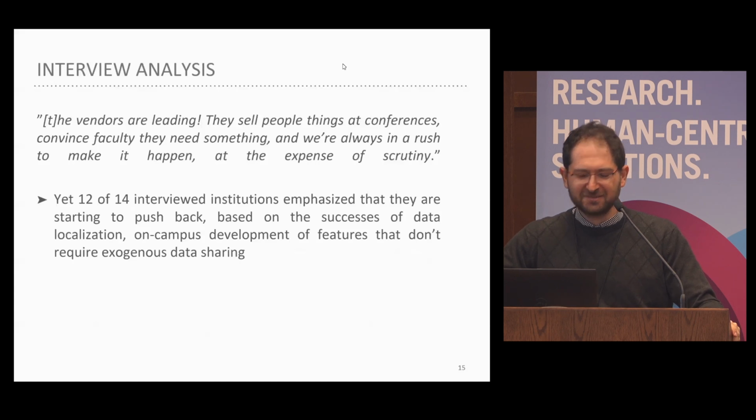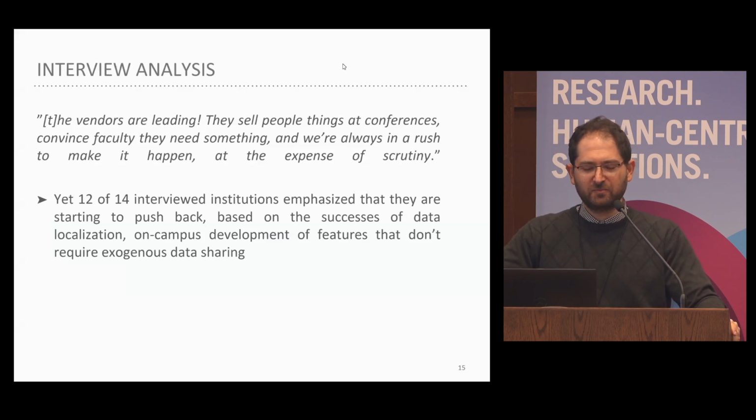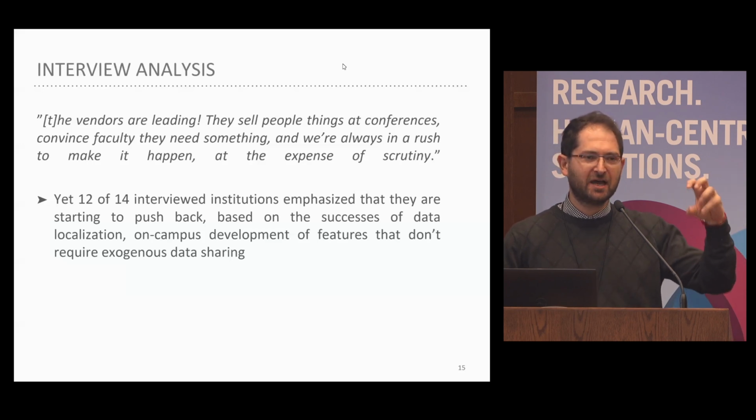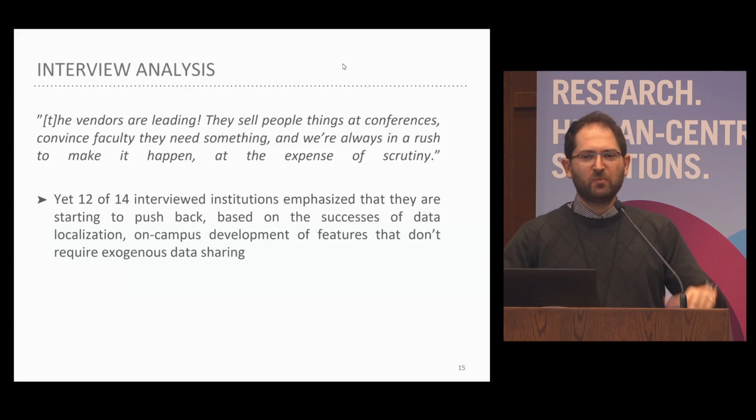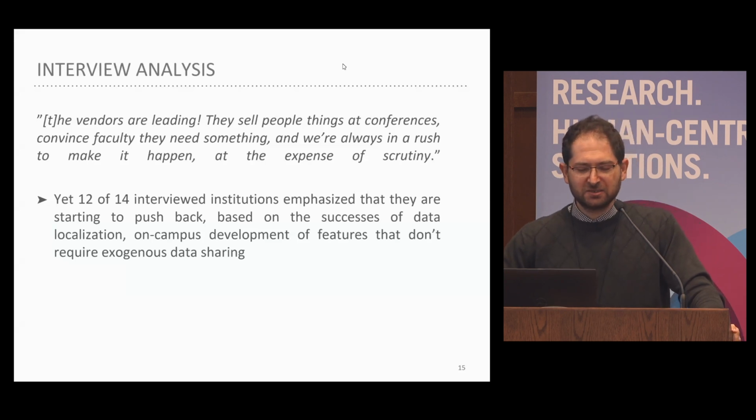So the vendors are leading. They sell things to us, and they basically convince faculty that something is good, and there's a rush, but sometimes there's not a lot of scrutiny. And again, I'm not saying that's every time, but it's certainly a nice summary of some of the issues that can happen. You have so much fragmented governance that you can introduce a tool when you don't actually fully know what it's doing. It helps maybe your department, but literally you don't know what their policy is, what information is going towards them, and what is actually being collected.